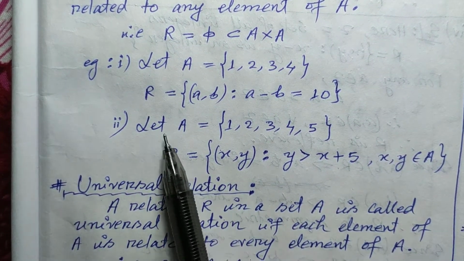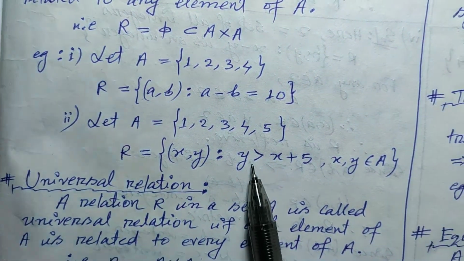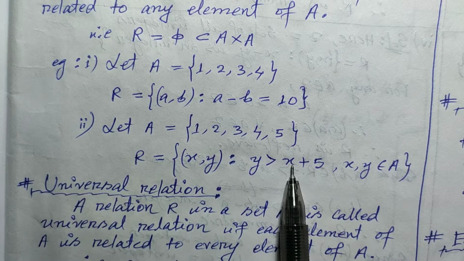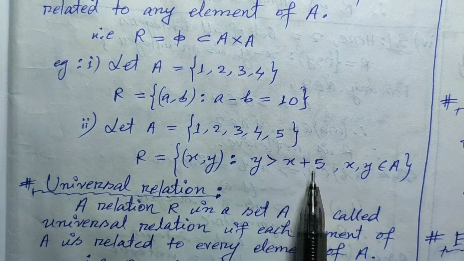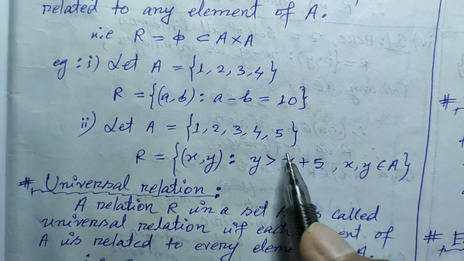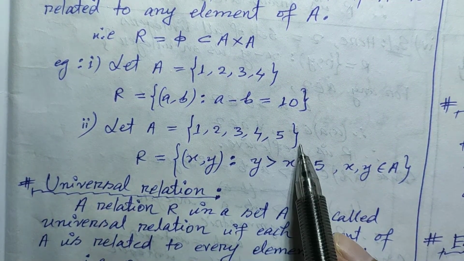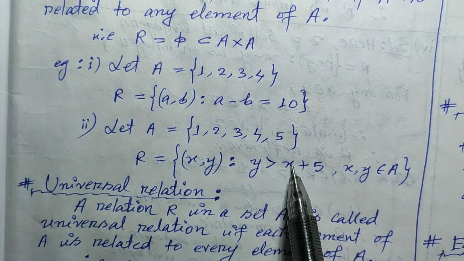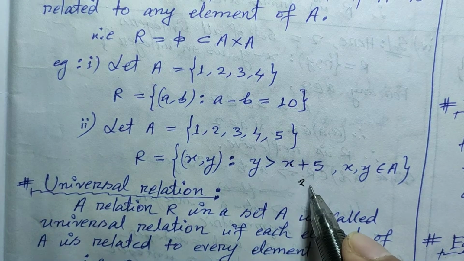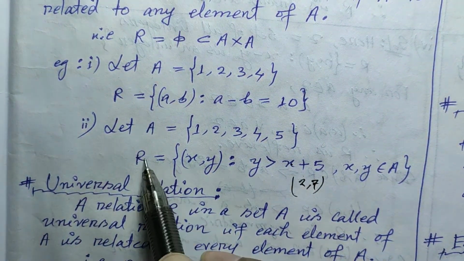Let A is equal to {1, 2, 3, 4, 5}. And R is equal to {(x, y)}, the set of all ordered pairs such that y is greater than x plus 5, where x, y belong to set A. If we take any element from set A, let us take 1. 1 plus 5 is equal to 6. The ordered pair (1, 6) is not included in A cross A. If we find A cross A, (1, 6) is not included. Let us take another example. If we take 2, then 2 plus 5 is 7, so (2, 7). If we take 2, then the value of y is 7. (2, 7) is not included in A cross A. That is why this relation is an empty relation.